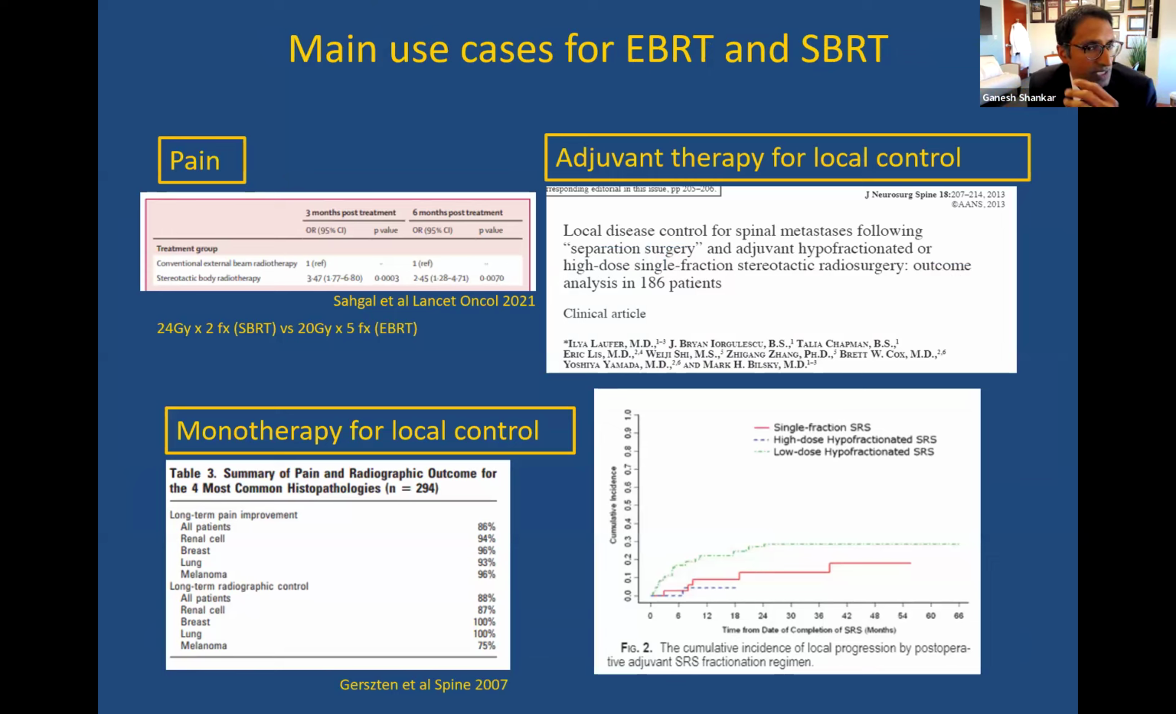And so looking at this recent study from Dr. Sahgal from Toronto, what his group found is that for patients who are treated with SBRT, or high dose stereotactic body radiation therapy over 2 fractions, 24 gray total, they had a longer relief of axial pain than patients who were treated with external beam radiation, just conventional dosing of 20 gray over 5 fractions. And so it indicates that for patients who have disease that doesn't cause cord compression, and the ultimate goal is pain control, they can have a durable relief with SBRT.